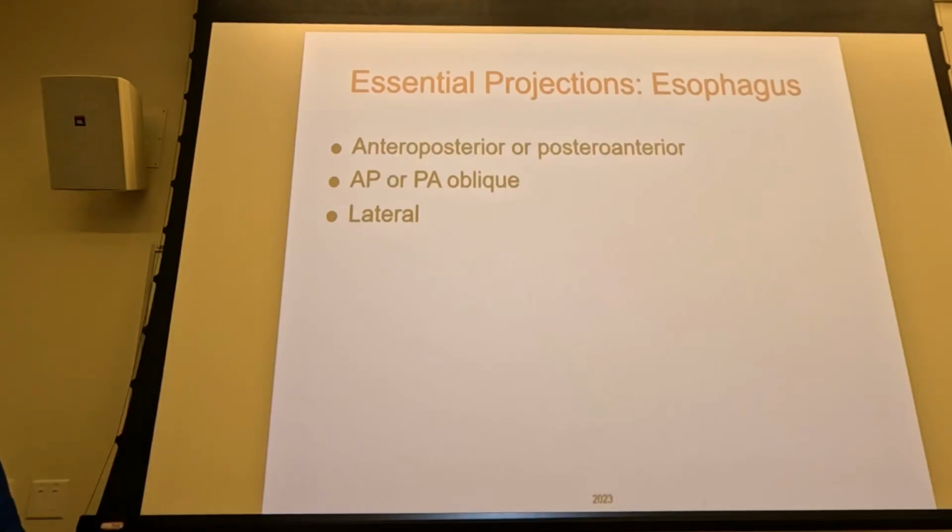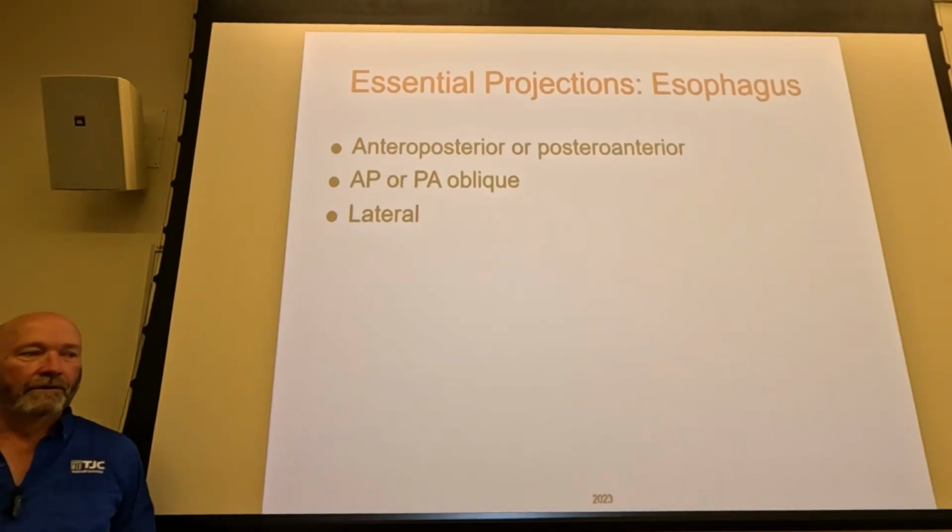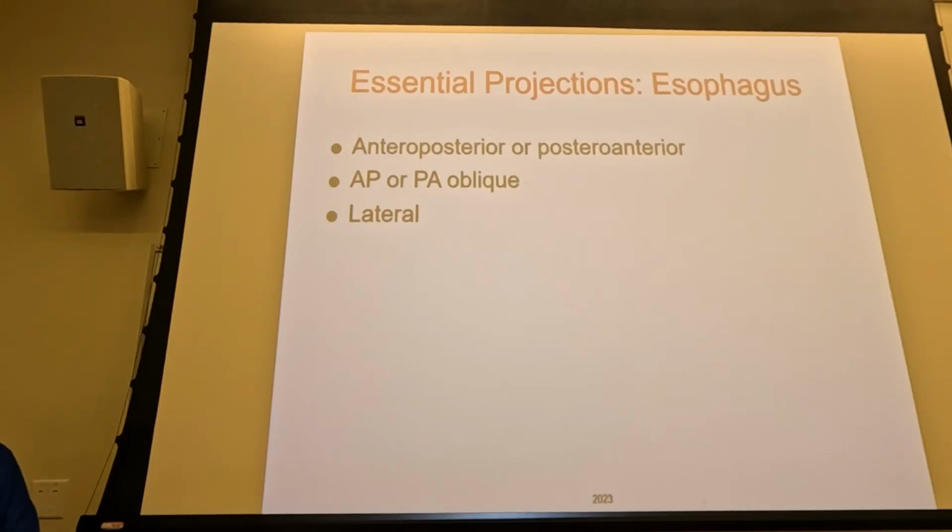So your routine overheads are going to be your AP or your PA, and then an AP or PA oblique, and a lateral as well. The reason we say AP or PA typically is because when they fluoro, it's going to be PA. They may rotate, once they lay the patient down on her stomach, now they're shooting AP, right? When we do our overheads, it's going to be a PA oblique, because now we're using the overhead tube and the image receptor is inside the table. And then we'll do a lateral as well.